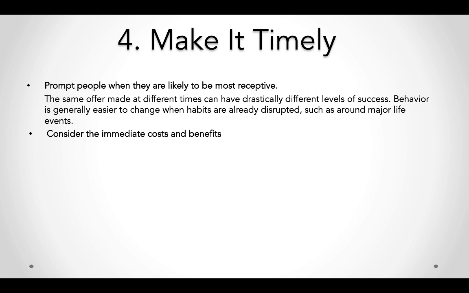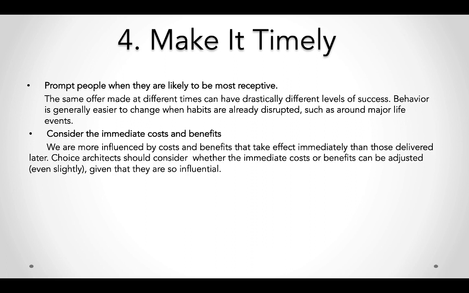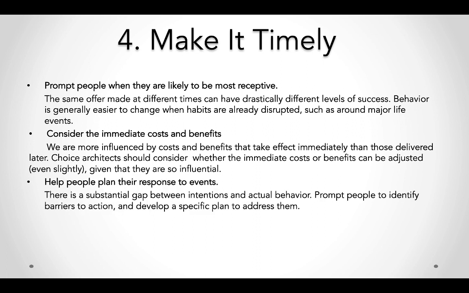So people are having a hard time if they have to pay something now in terms of cost, clicks, energy, mental energy, versus getting the benefits now. So I'd rather get some benefits now and pay later. That's why credit cards work so well, because I get the benefits now. I buy the shoe that I like today, but I don't have to pay until the end of the month. Choice architects should consider whether this immediate cost or benefits can be adjusted, given that.